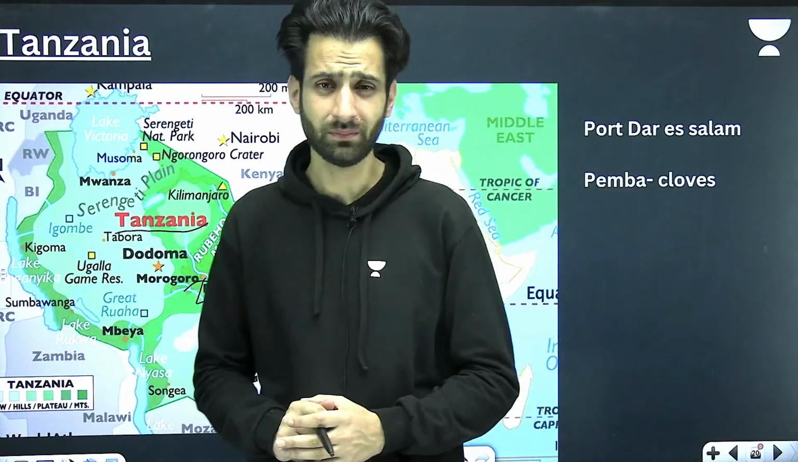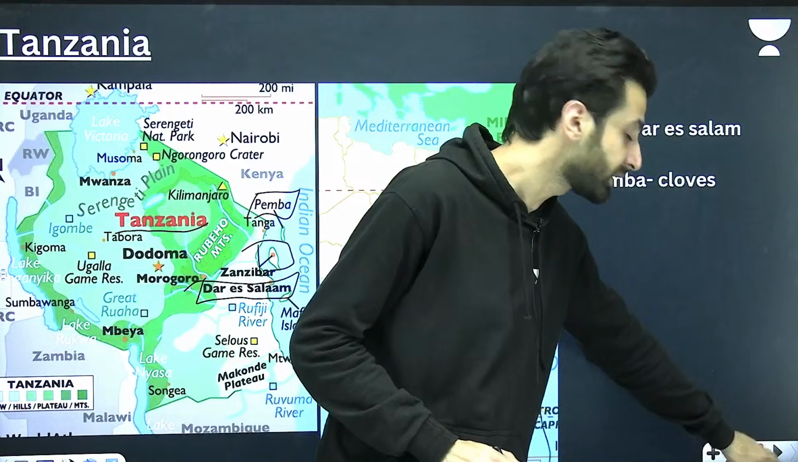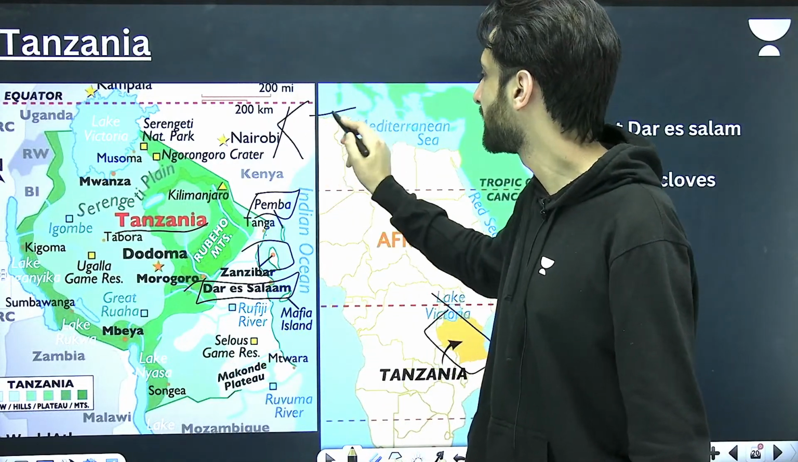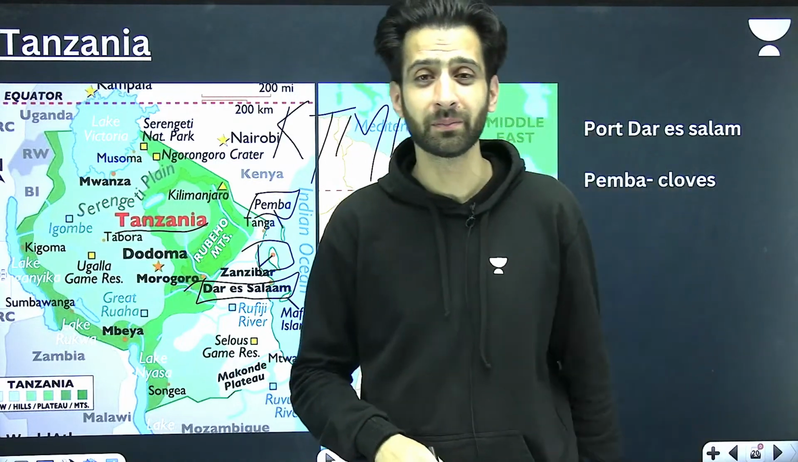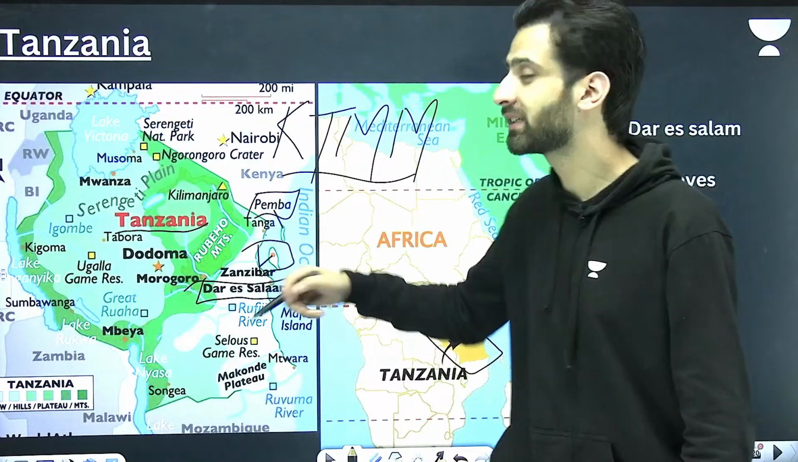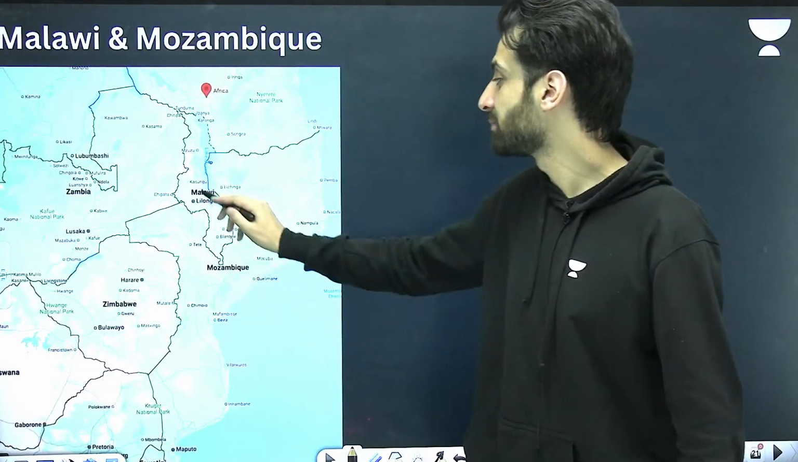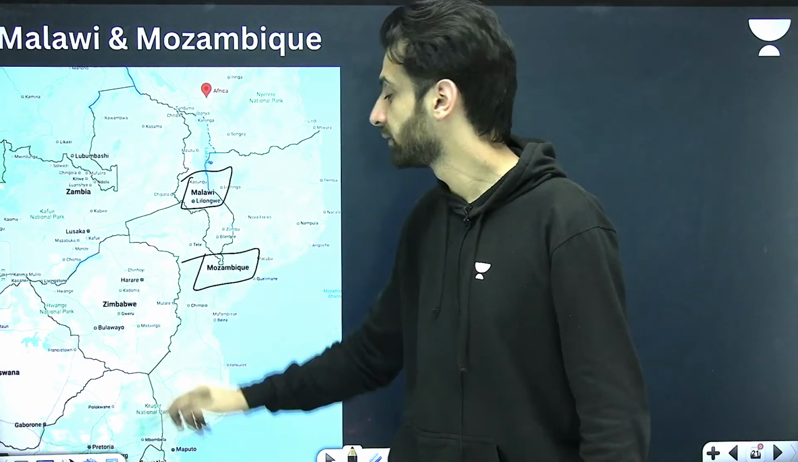Clear? So now we'll move further south and we will go to two countries starting with M. Right now we are done with Kenya, Tanzania. Now we'll go to M and M. Do you know about the bike KTM? So KTMM. These are the countries we are going to deal with: the two important countries, Malawi and Mozambique. These are the two countries going to the south of Tanzania.